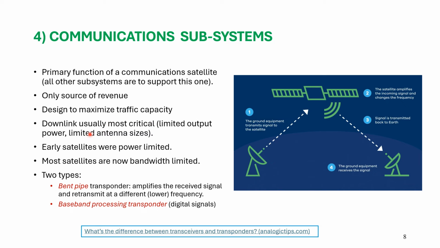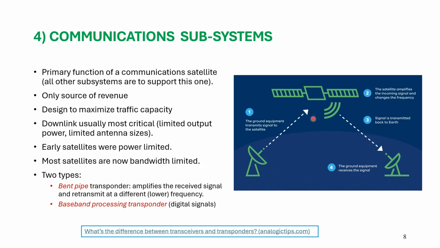We have usually a downlink from the satellite to the earth station, and we have the uplink. The downlink is really the critical one, because on the ground we can have whatever power we want, but in space we are limited in power and limited in antenna size, so we cannot send anything there. Early satellites were power limited.